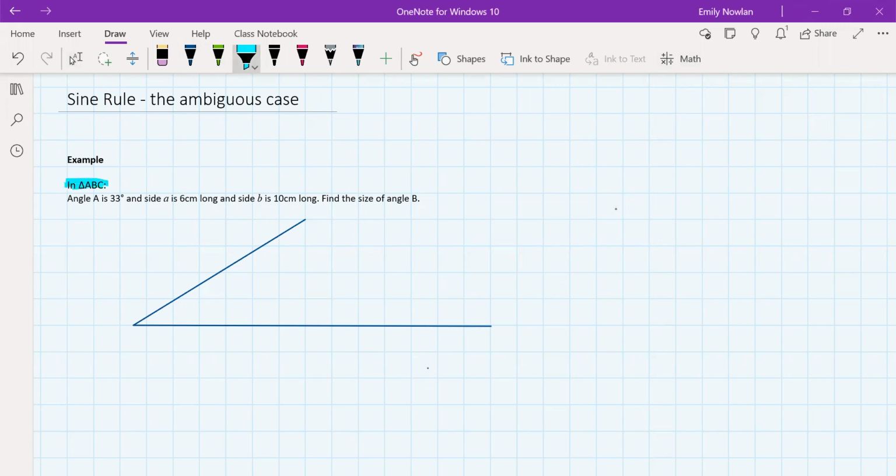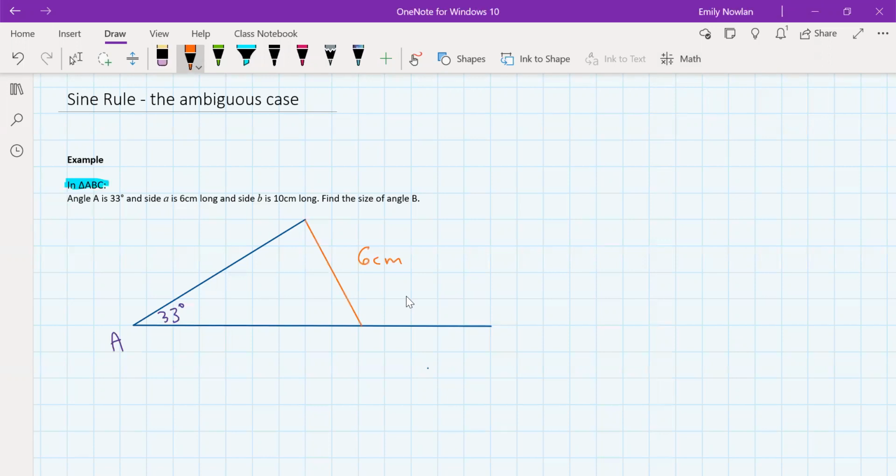So we've got triangle ABC we're going to draw here. It says angle A is 33 degrees, so let's put that information on here. And it says side A is 6 centimeters long. Now, side A has to be opposite angle A, because that's how these things work. So here's side A, it's opposite angle A, and it has to be 6 centimeters long.